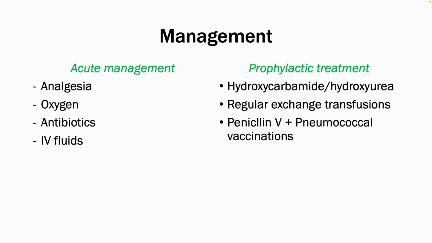Penicillin is one of the most commonly used antibiotics as a prophylactic measure in patients with sickle cell disease. However, pneumococcal vaccinations should also be completed regularly. And lastly, in severe cases, patients can be considered for transplant.